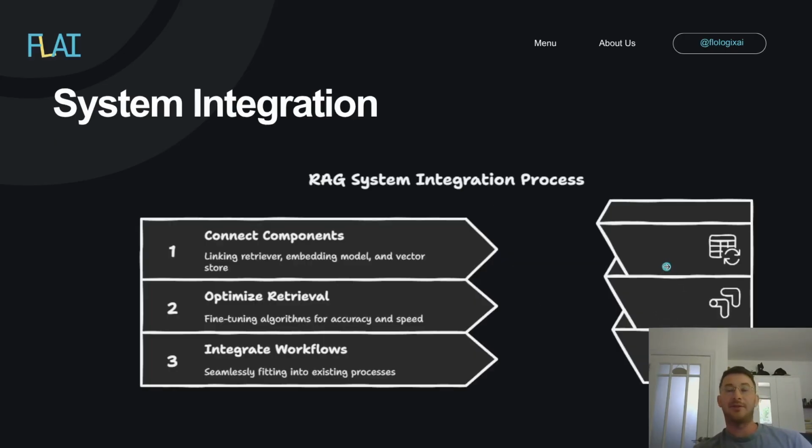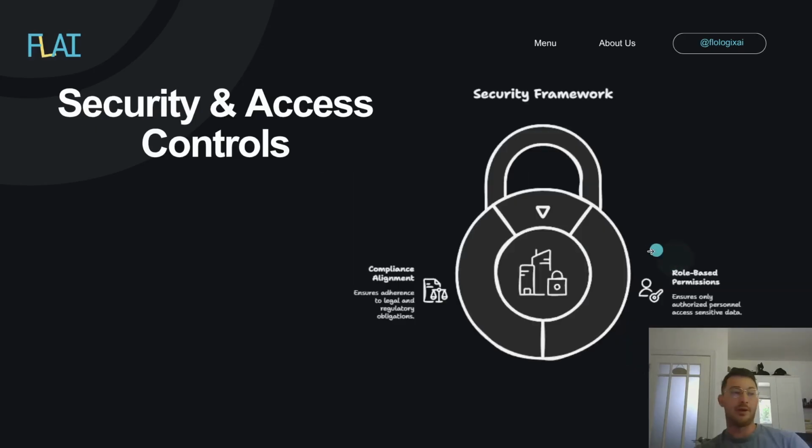Next aspect is system integration. We would connect those different components as discussed in the RAG lecture on how to make the system work. That's using the retriever, the embedding model, and the vector store, fine-tuning the algorithm for accuracy and speed, and then integrating it seamlessly so your process is not inhibited or disrupted from your workflows.